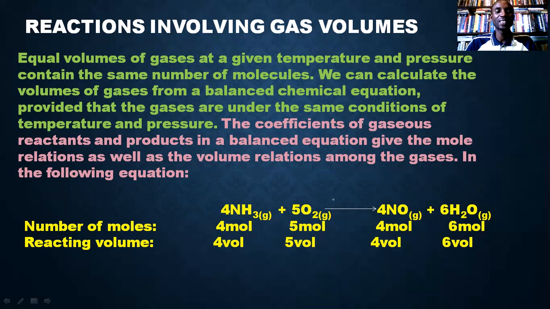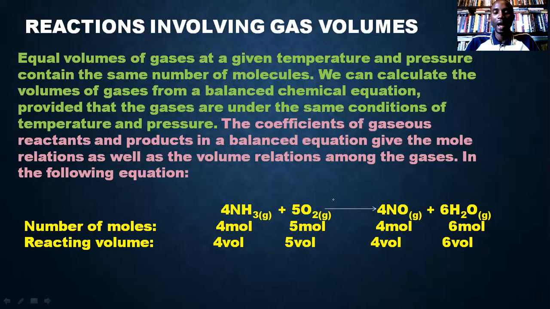The coefficients of the gaseous reactants and products in the balanced equation give the mole ratio, as well as the mole relation among the gases. So just like the way we did before, ammonia reacts with oxygen to form nitrogen 2 oxide, and we see 4 mole, 5 mole, 4 mole, 6 mole. The mole ratio is now the reacting volume. Instead of mole, you use the volume: 4 volume, 5 volumes, 4 volume, 6 volume.